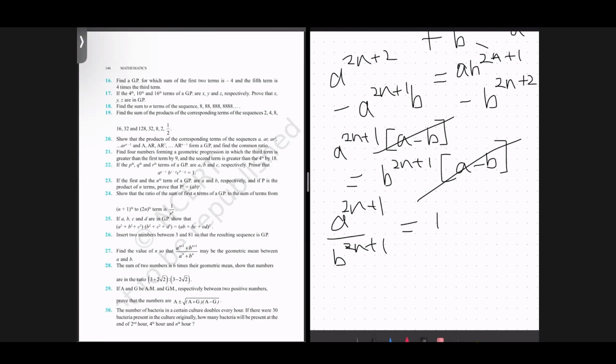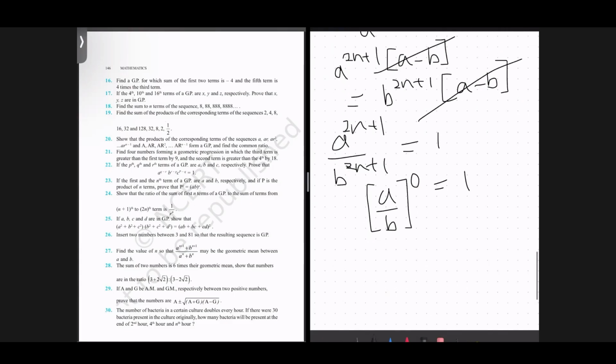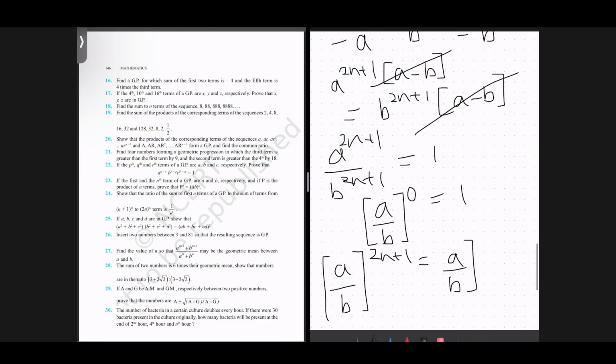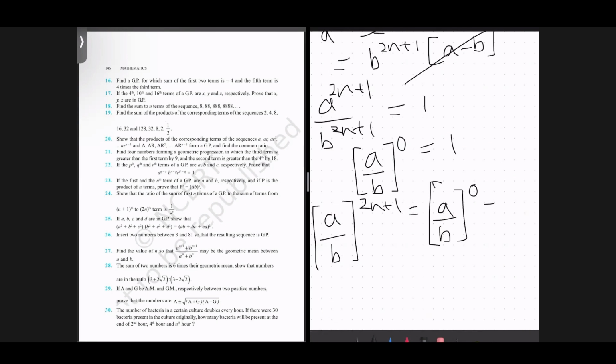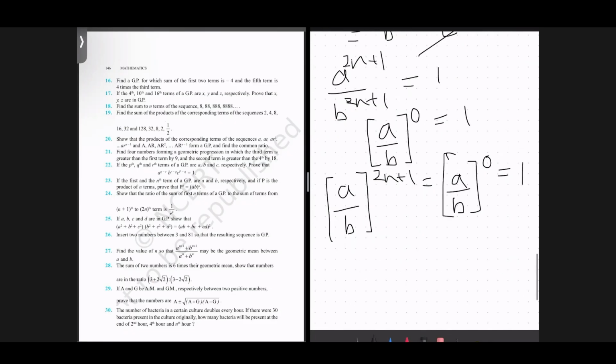I've done nothing but take b raised to the power 2n plus 1 into the denominator on the LHS. And when it equates to 1, we can say that (a/b)^0 equals 1, right? So, can we say that a upon b raised to power 2n plus 1 equals a upon b raised to power 0 equals 1, right? Because anything raised to power 0 is going to be 1, right?